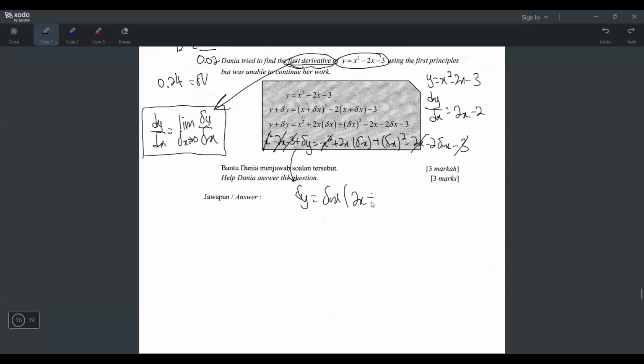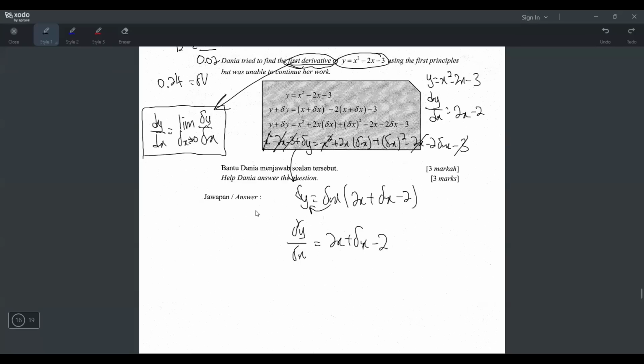So you are left with 2x. What is delta x squared divided by delta x? You are left with delta x, because you already factorized out 1 delta x. Negative 2 delta x, what happens if I take out the delta x? You are left with negative 2. Now you get your delta y over delta x: 2x plus delta x minus 2.